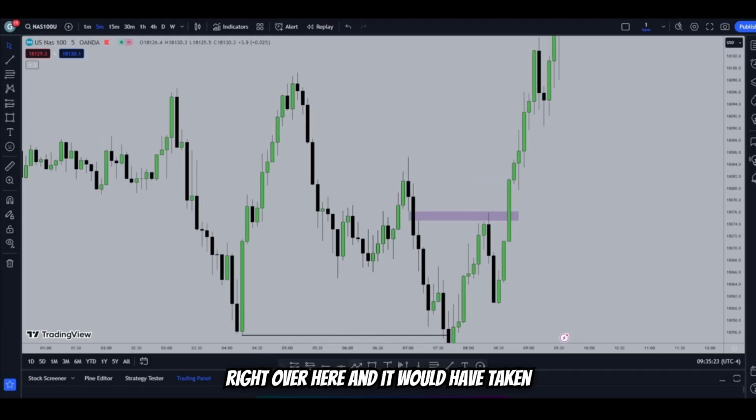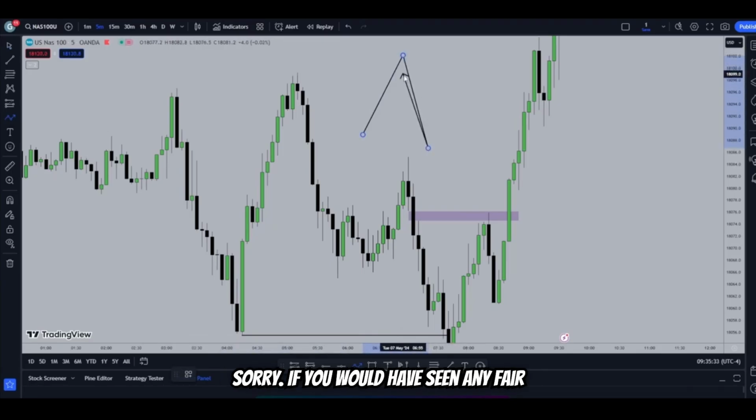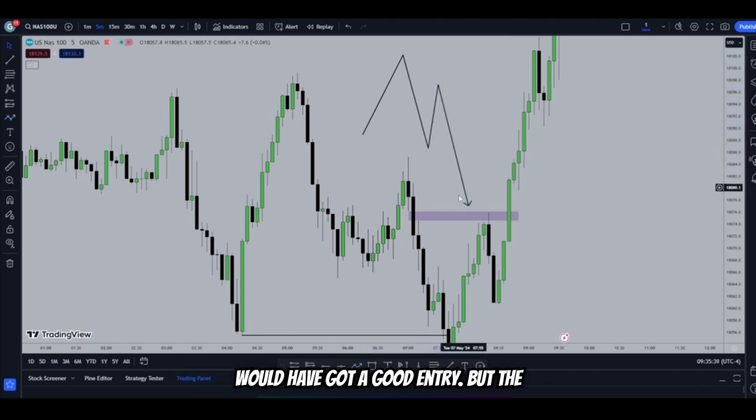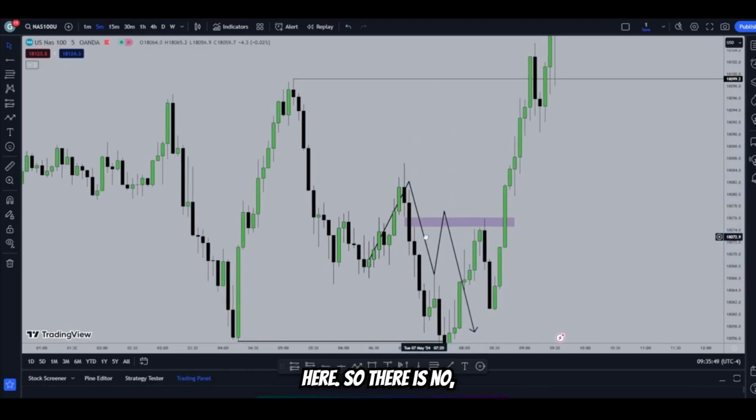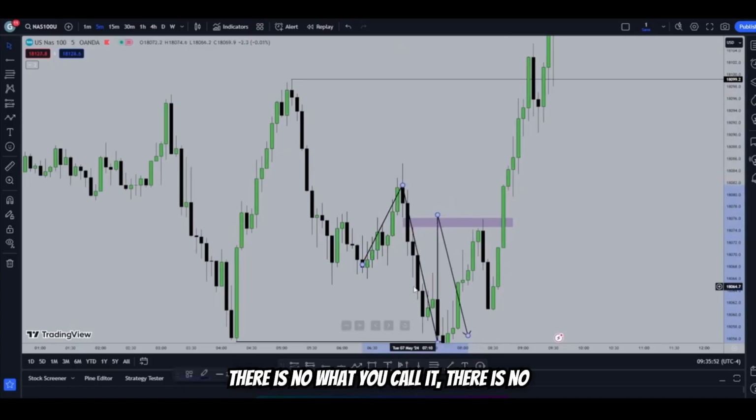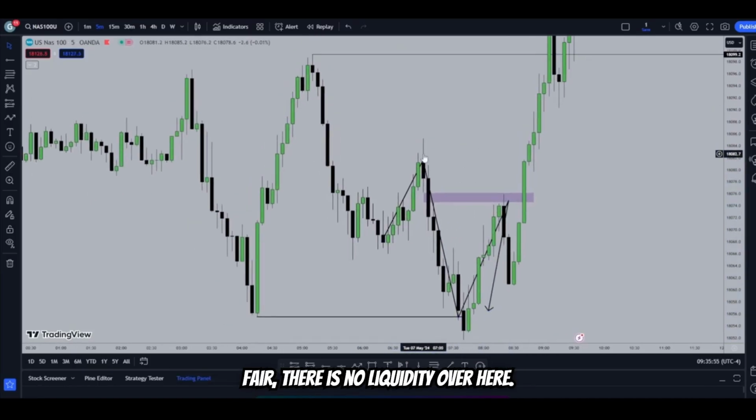If this swing was right over here and it had taken these two relative equal highs, and then you had seen a fair value gap in this liquidity price leg, then you would have entered from here and got a good entry. But the first priority is to look for the stop loss hunt. Instead of happening over here, it happened over here.